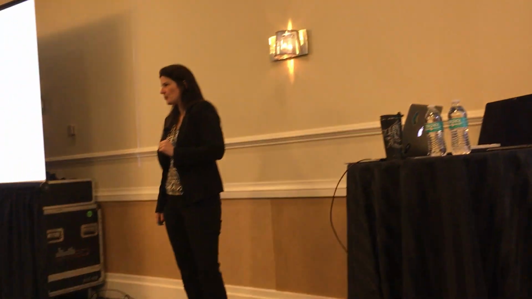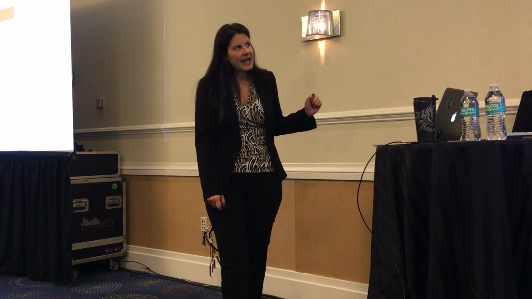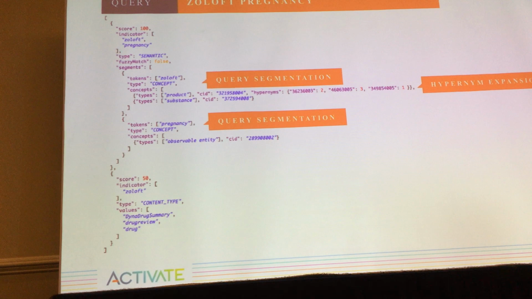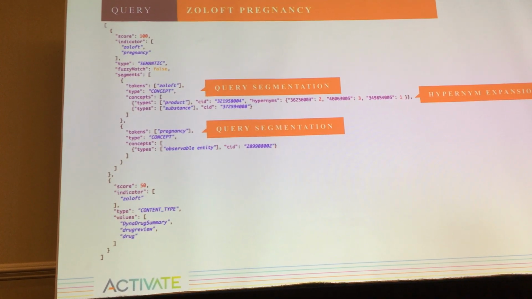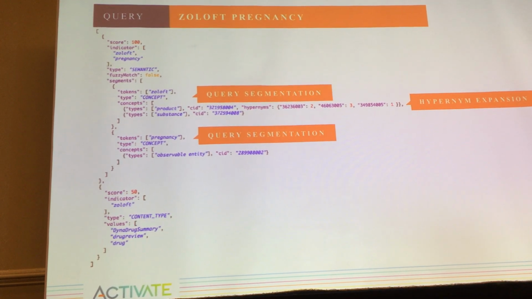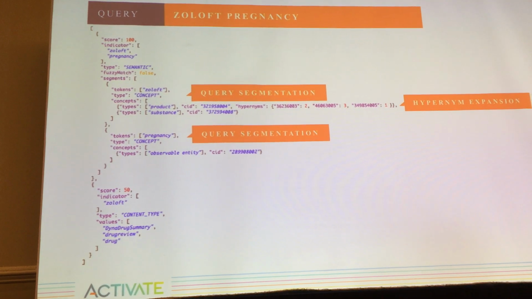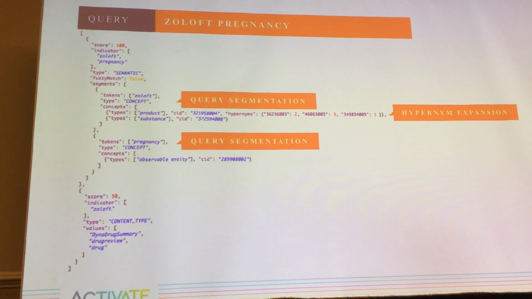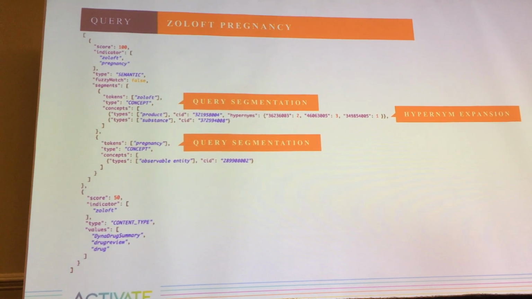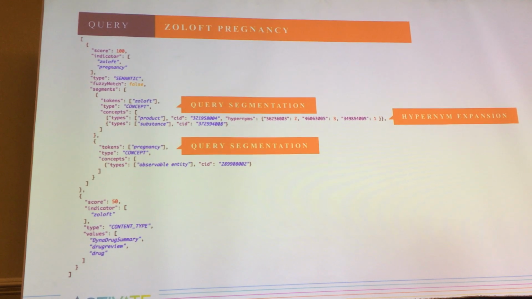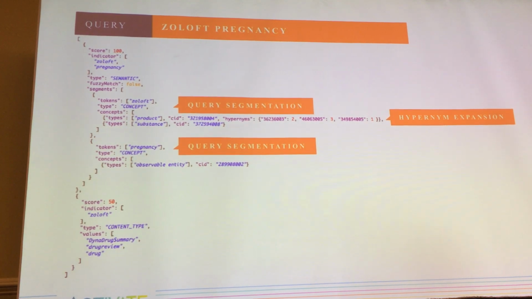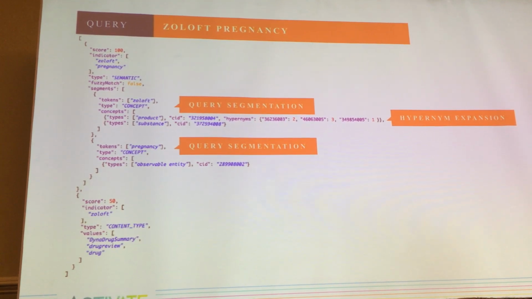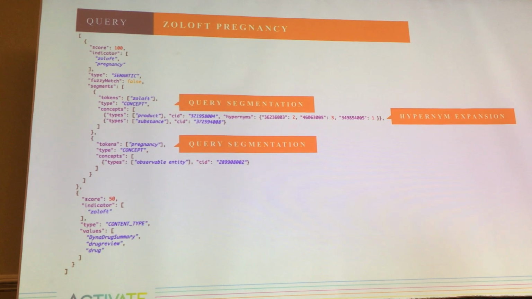Let's take a look at Zoloft pregnancy. So again, I have a semantic recommendation that has come back from my knowledge graph. And I've identified that I have two primary concepts here: Zoloft and pregnancy. But look what I did here for product under Zoloft. I executed an automatic hypernym expansion. And what you see here are concept IDs associated with that expansion. And these integers, 1, 3, and 2, really represent the distance of that concept to these expansions in the graph.